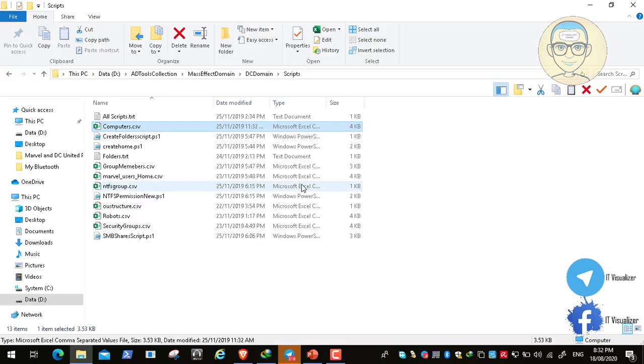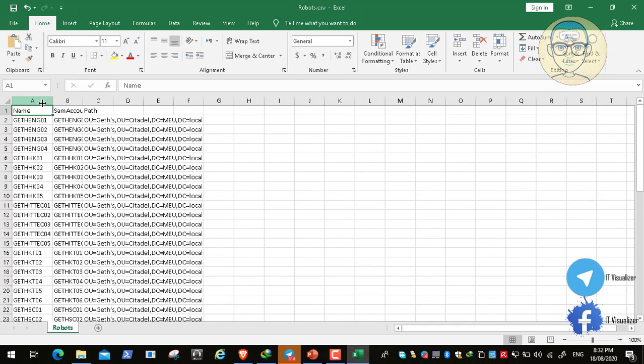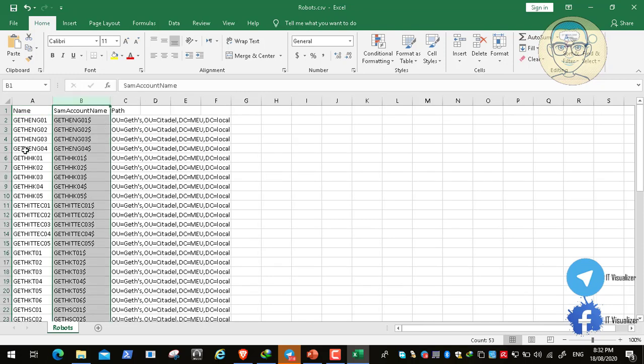These will be the computers, and then we can have the robots. We can see here that I have named them Geth. This is a type of robot in the Mass Effect universe, called Geth. So every department in the Mass Effect domain, for example, we have a Mass Effect IT department, we have a Mass Effect HR department. Every department will have a couple of robots to serve them. So these robots will be named Geth. This is a type of robot term used in the Mass Effect universe.